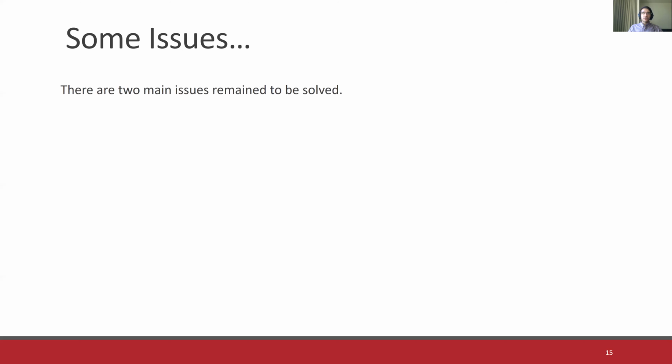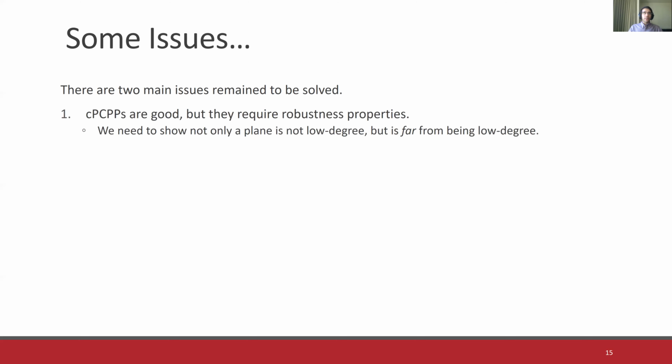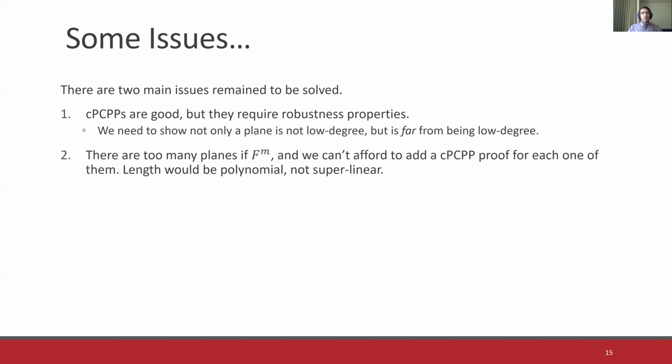But there are still a couple of issues that we need to solve. The first one is that although these CPCPPs are good and they're going to help us, they still require robustness properties. It means that not only do we need to show that a plane is not low degree, but we need to make sure that it's far from being low degree. And the other issue is that there are way too many planes in F to the power m, and we can't afford to add a proof for each one of them. Because in that case, the entire block length would be polynomial, not superlinear. And in the next slides, we're going to see how to solve these issues.